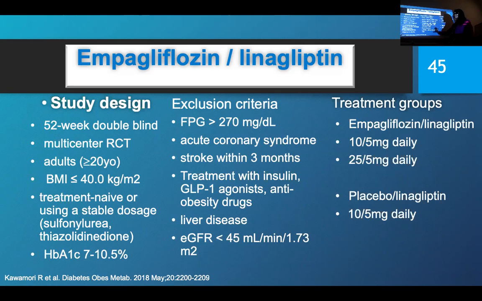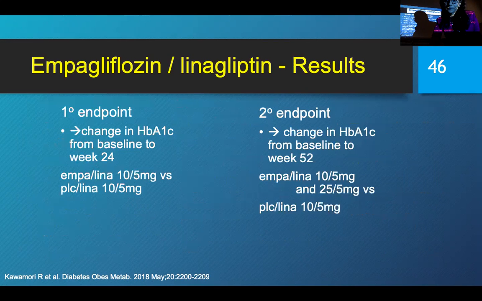The exclusion criteria, they did not include patients with fasting high blood glucose, acute coronary syndrome, kidney disease, liver disease, or if they were previously treated with a GLP-1 agonist. So the results, the primary endpoint, next slide please.